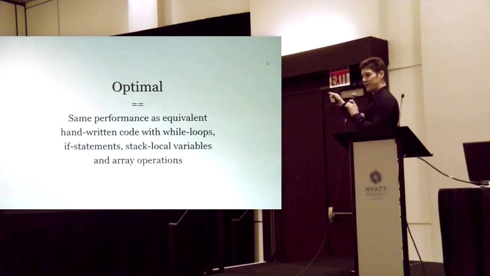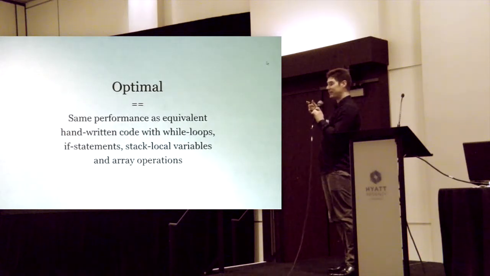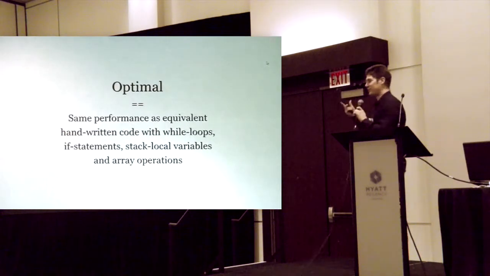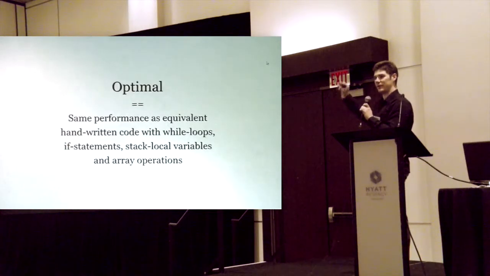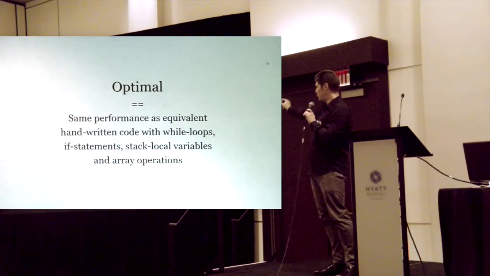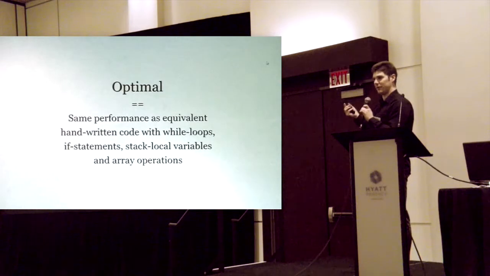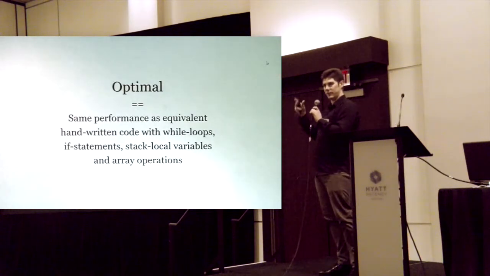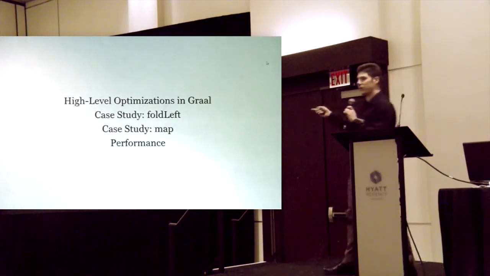I mentioned the word optimal. When I say optimal, I mean a program that has the same performance as optimal handwritten code with while loops, if statements, stack local variables, and array operations. This is contextual, because I'm not talking about the assembly that gets generated, but I'm assuming that once you manage to transform your collections code to this intermediate format, you'll have an equivalently efficient backend which will produce good assembly code for you. And even if you don't, it's not a completely solved problem, but it's orthogonal to this talk. Concretely, I'll talk about high-level optimizations.